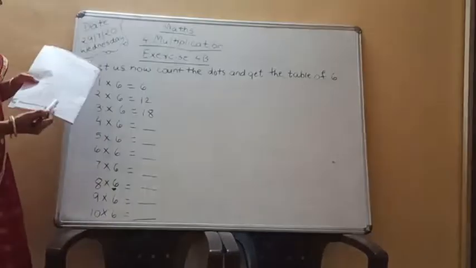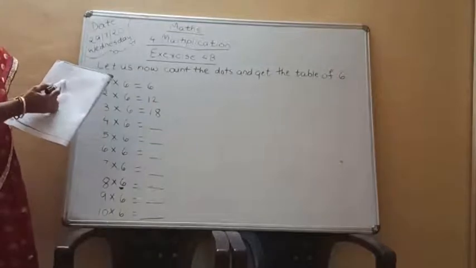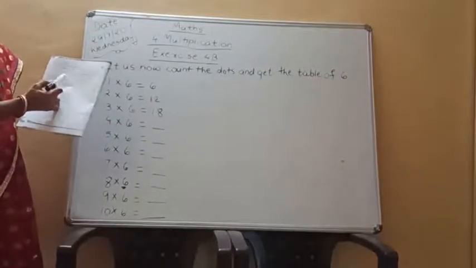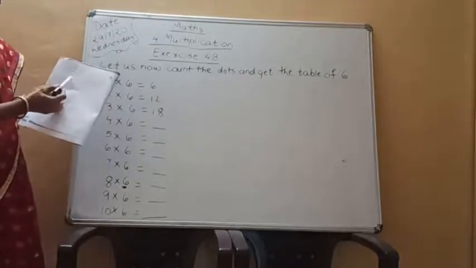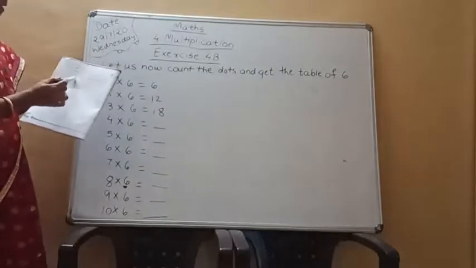Now see your page number 50. What is given here? See, so many boxes are given here. In each box 6 dots are there. So you can see here 1 2 3 4 5 6. In one box 6 dots are given.